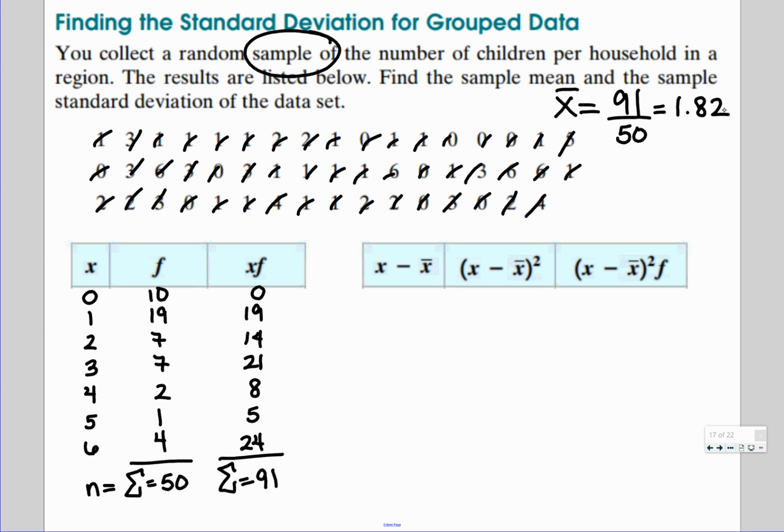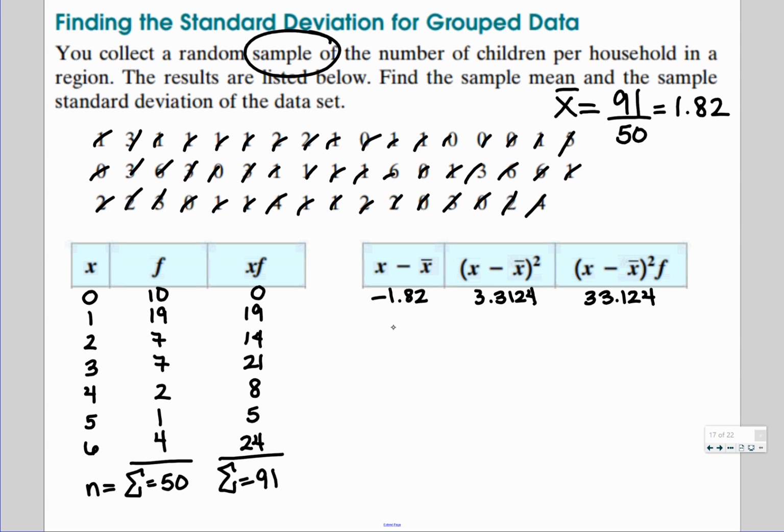All right, so you need your calculator. X minus x bar, so 0 minus 1.82, negative 1.82. And then you can go ahead and square it as you go if you want to. If I square it, 3.3124. You could even take it one step further, multiply by the frequency, multiply by 10. I would get 33.124. So you can decide how you want to fill this out. You can do a column at a time, you can do a row at a time, doesn't matter. But again, we're thinking of these like instructions, okay? Step 1, subtract the mean.